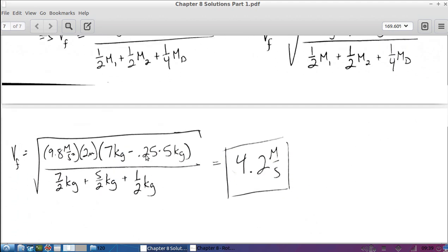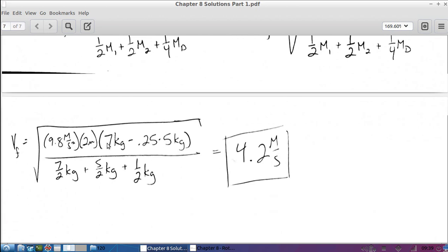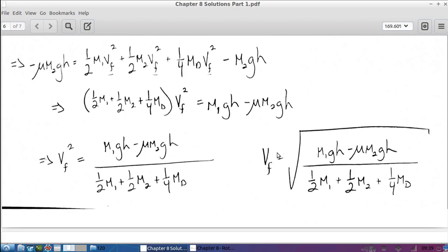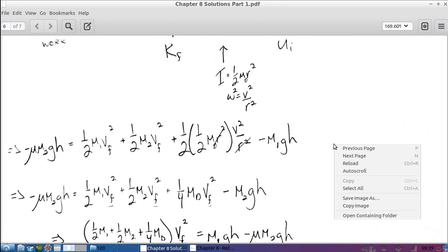the coefficient of friction. So what I did was, in this step, I also factored out a GH from both terms, just to make my calculation a little easier. So both of these have a GH. So I've got GH times M1 minus mu M2 divided by 1/2 M1, 7/2, 1/2 M2, 5/2, and 1/4 the mass of the disk, which is 1/2. And I get a final velocity of 4.2 meters per second. So I'll go back and I'll fix my little subscript issue here, just for clarification.